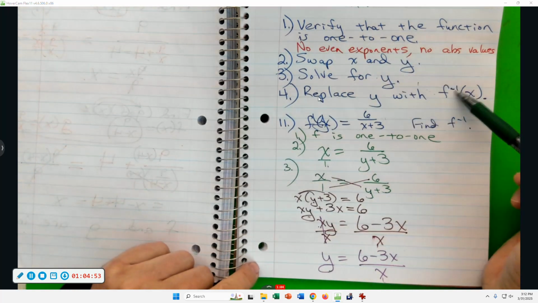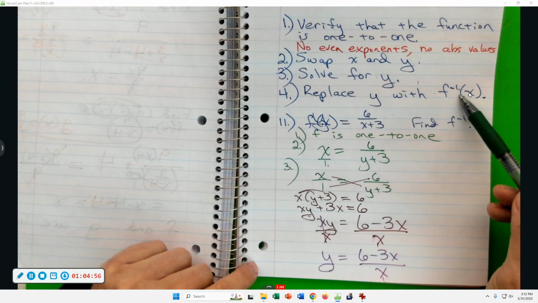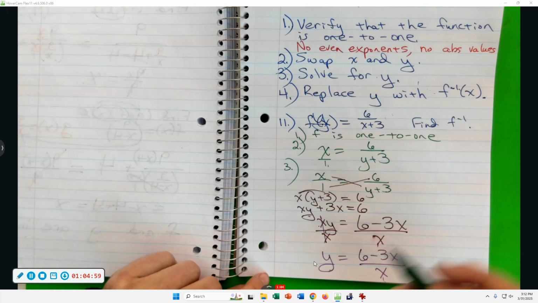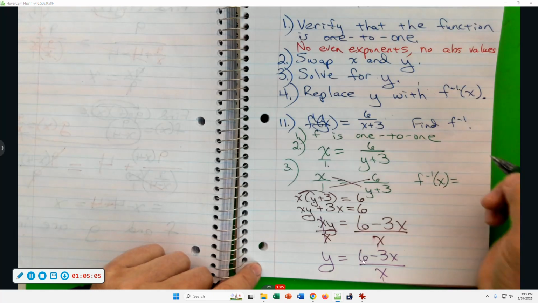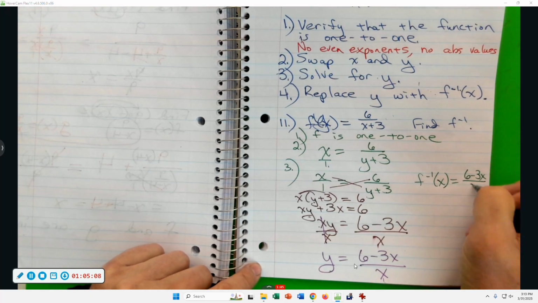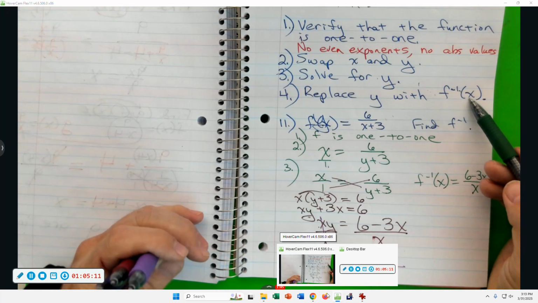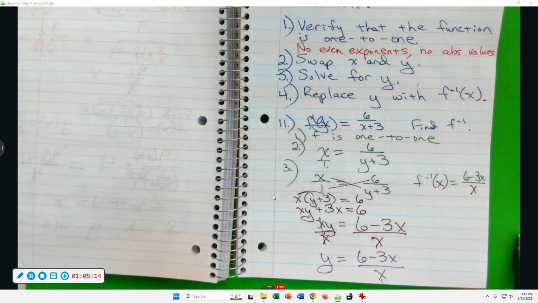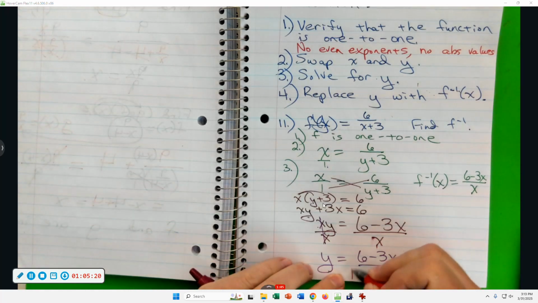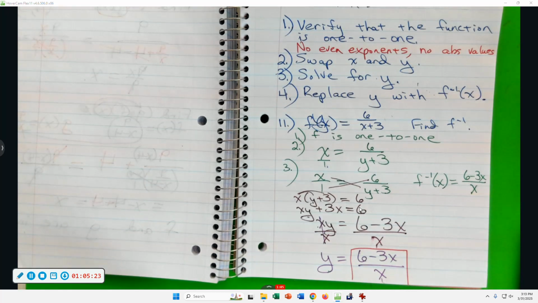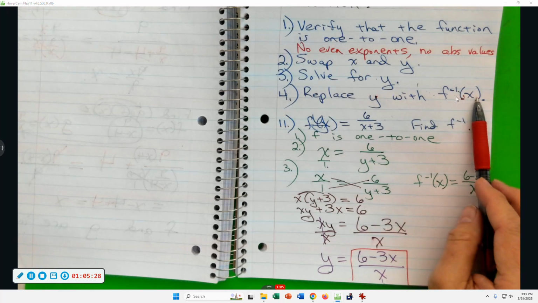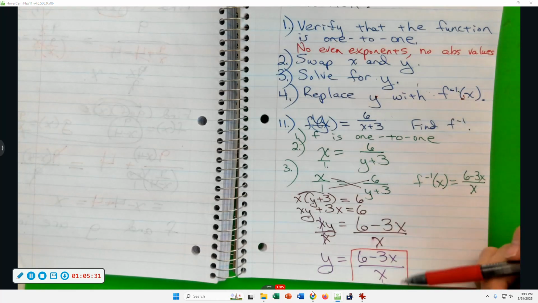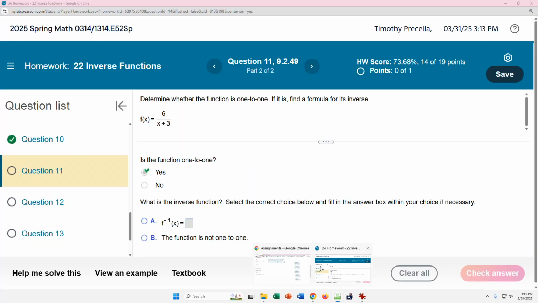But the last step, it says replace y with f inverse of x. So replace y with f inverse of x, and the answer is the step on that other side. To me, the fourth step is unnecessary. Once you solve for y, the step on the other side is the answer you're looking for. MyLab already does that, replacing y with f inverse of x for you. All you have to do is type in what you have on the other side of y.